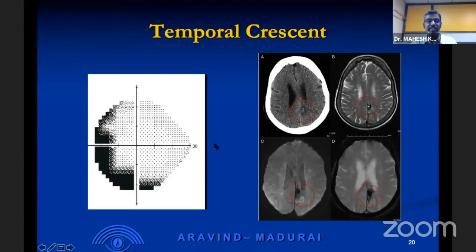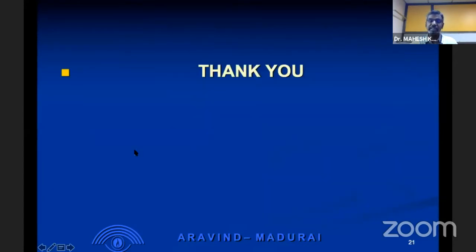We have to remember that there is a rare field defect called the temporal crescent. In the anterior part of the occipital cortex, there is a region that represents the temporal field of one eye only, and this will produce a temporal crescent field defect.